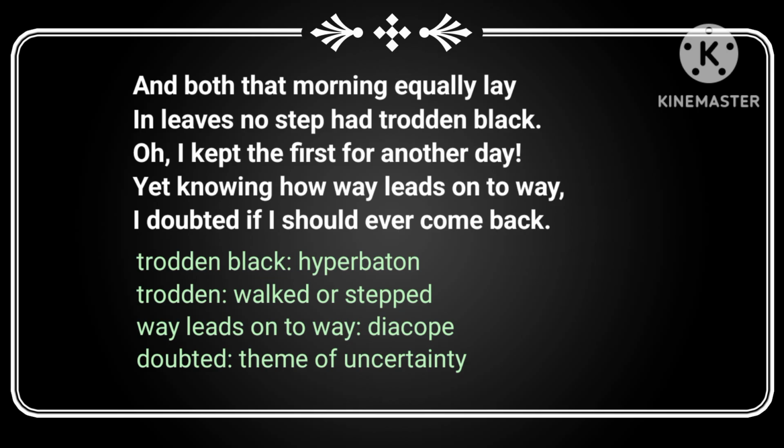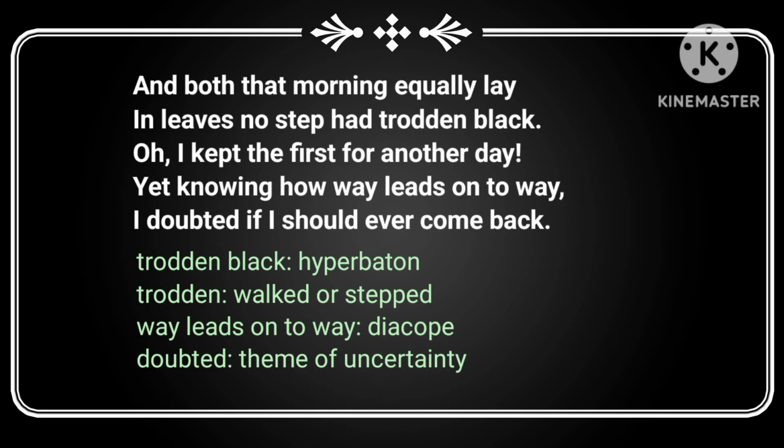Trodden black refers to the footprints of the travelers. When travelers walk and stamp on these dry leaves, what happens? They leave their footprints. The leaves turn black. And no one had stepped on them that morning. So both the roads were looking equally fair, equally good.